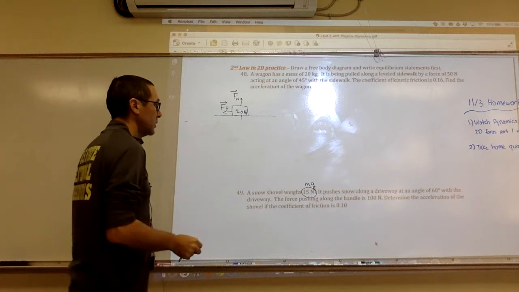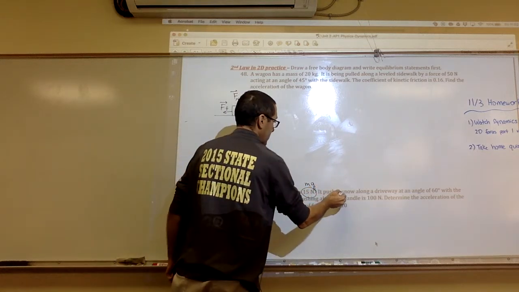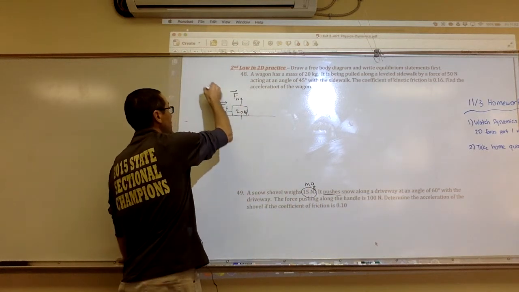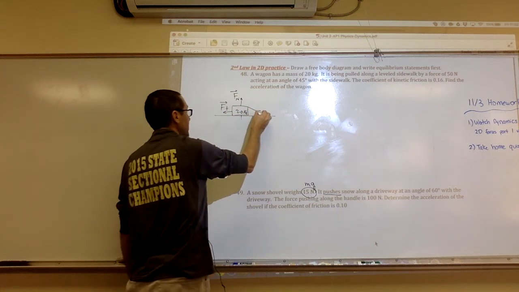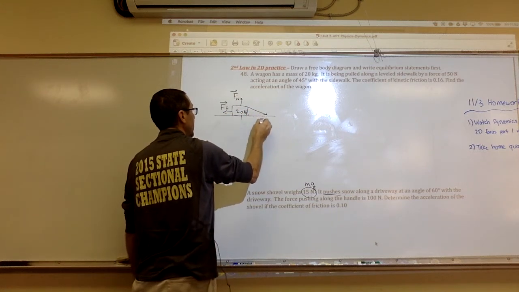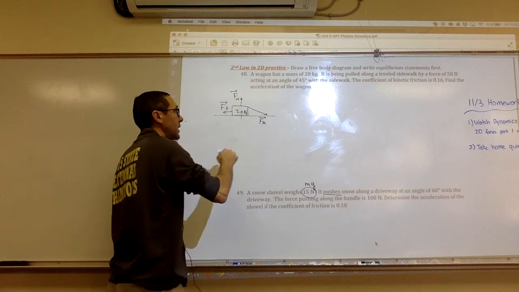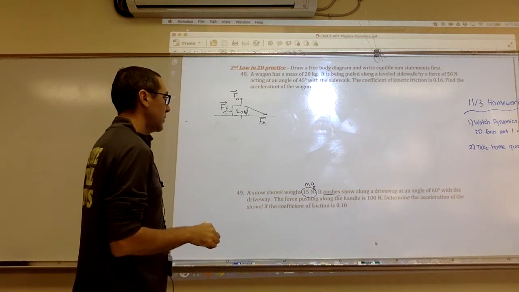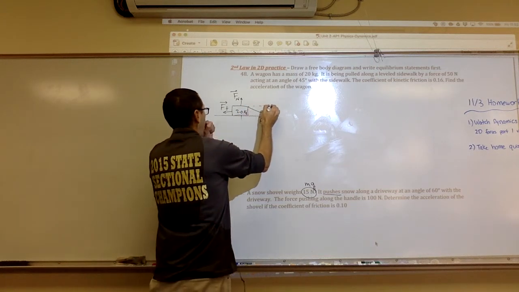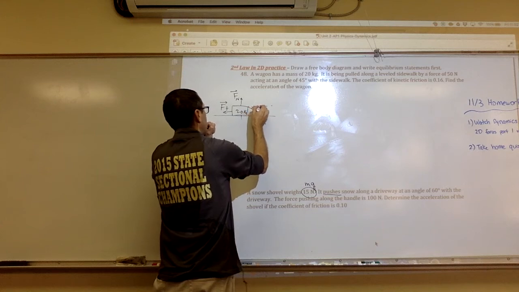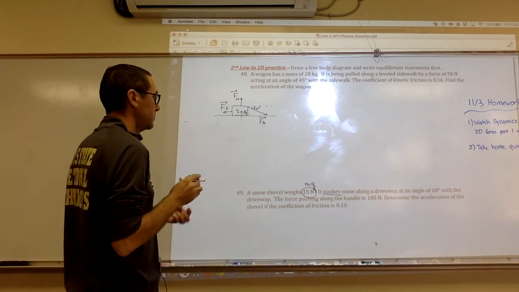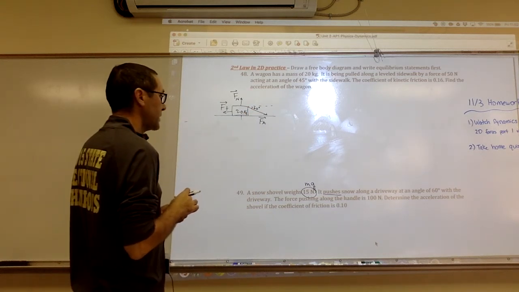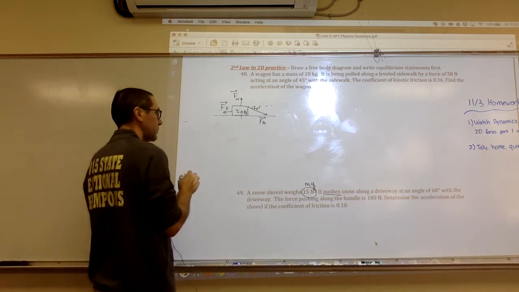So it pushes down. Instead of pushing into it, we're going to push from here. You don't want to have the arrow for the force going into the object; it's always away from the object. And this angle here is 60 degrees, and Fa is 100. Determine the acceleration.